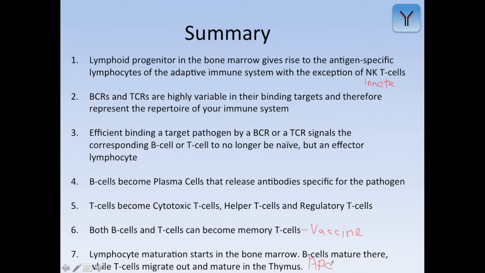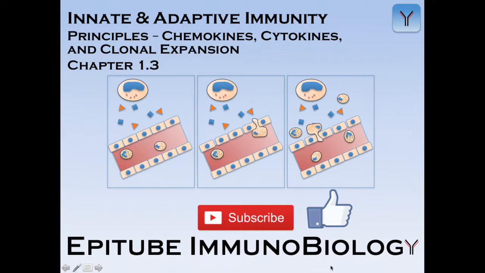I want to get more into detail, and this will be following the next lecture. It'll be chapter 1.3 on chemokines, cytokines, and clonal expansion. Clonal expansion is what happens when the cells successfully bind to an antigen and can therefore proliferate and differentiate. You can click here to get to that video.